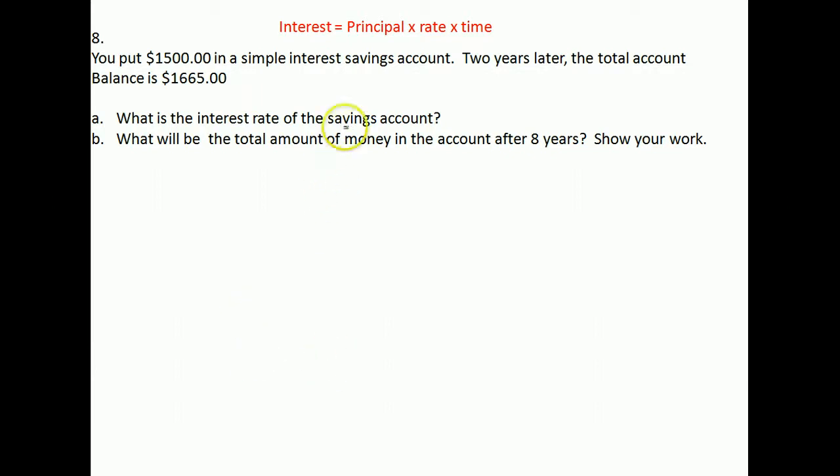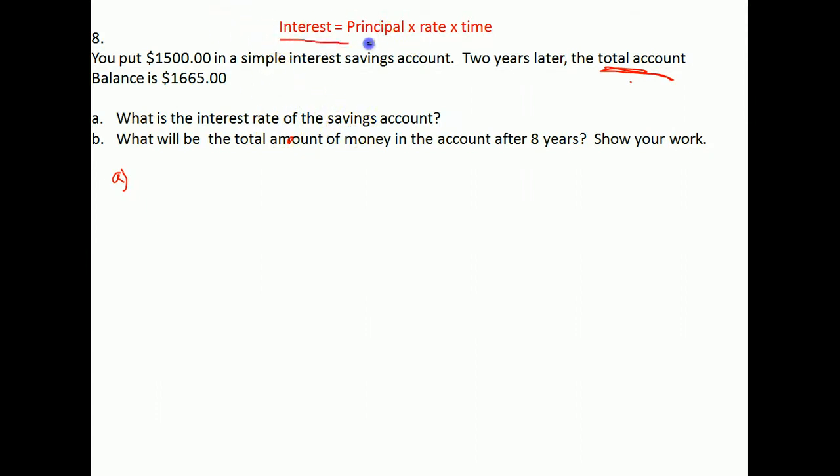All right, here's our last one that we're going to do. It's a multi-step question. It has parts A and B. Of course, we'll do part A first. Okay, so it says you put $1,500 in a simple interest savings account. 2 years later, the total account balance is $1,665. A asks, what is the interest rate of the savings account?